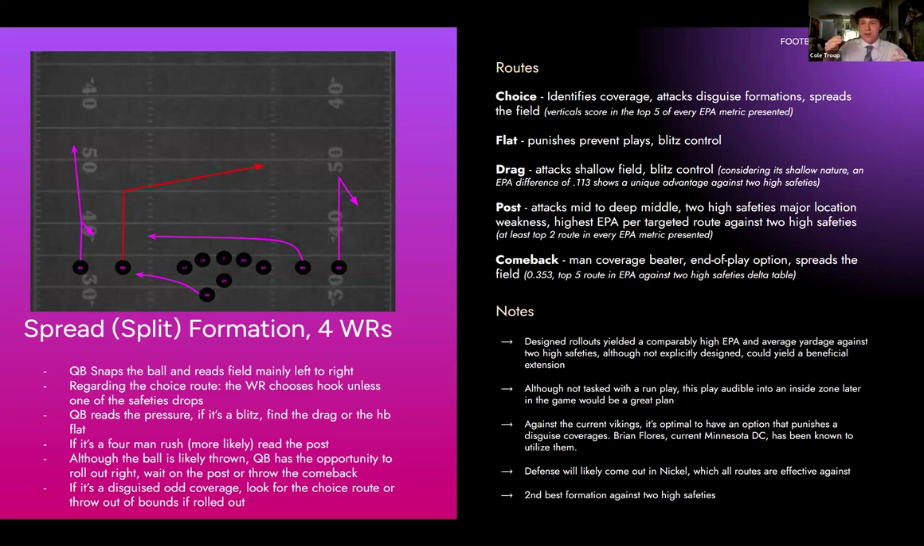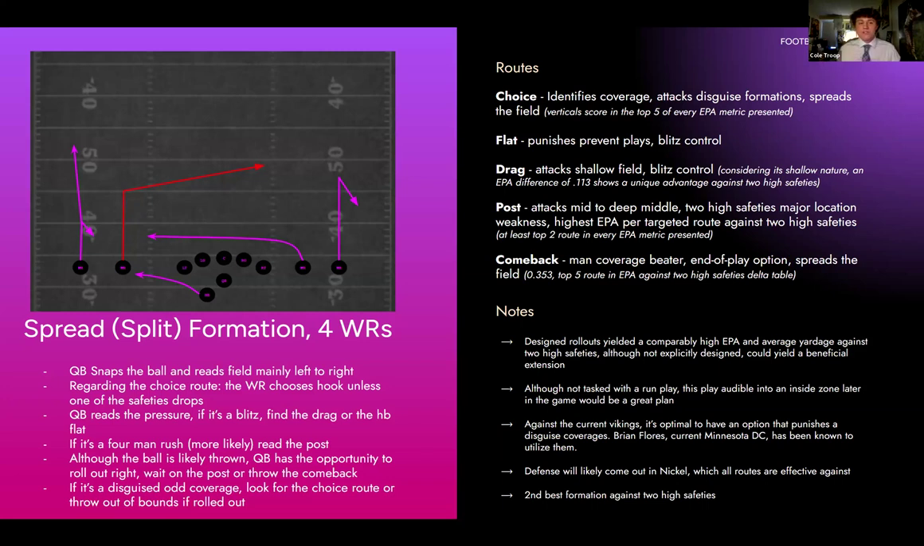And so if this play is still continuing, roll out right and look for that comeback route. Comeback route, as we remember, was uniquely good against too high safety as opposed to not too high safety. So if they are, the Vikings usually are, that comeback route is going to be a man beater if it's in a disguise formation. So throw that route if we're rolling out late. And then if we're able to roll out, that's an easy throw out, 2nd and 10, not a sack.